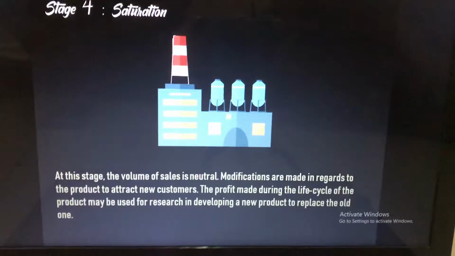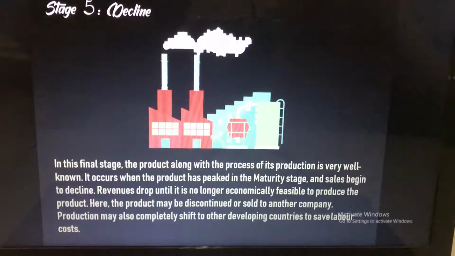And then the fifth stage is decline. At this final stage, the product along with the process of its production is very well known. It occurs when the product has peaked in the maturity stage and sales begin to decline. As we can see, Apple is creating new products because they want to eventually stay in the market and they want people to continue buying their product.